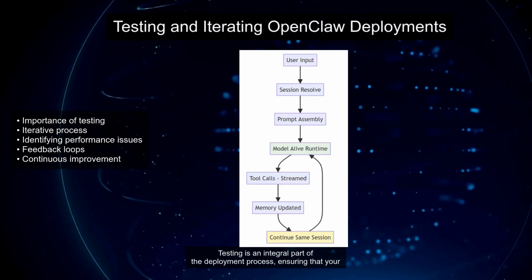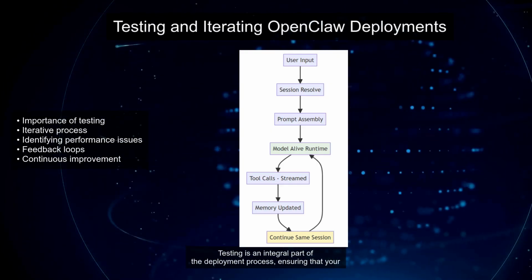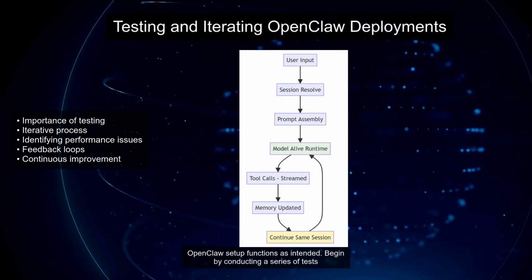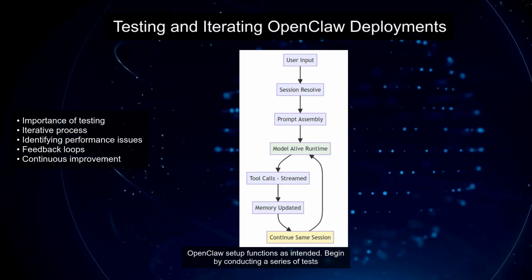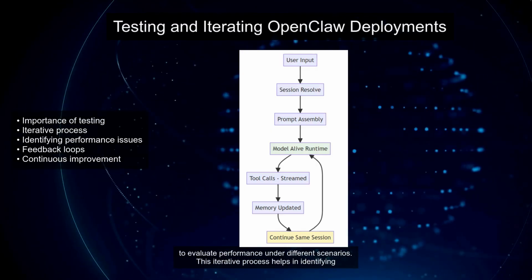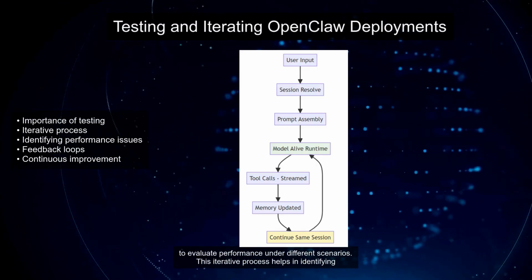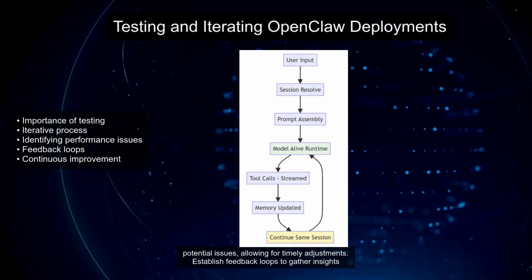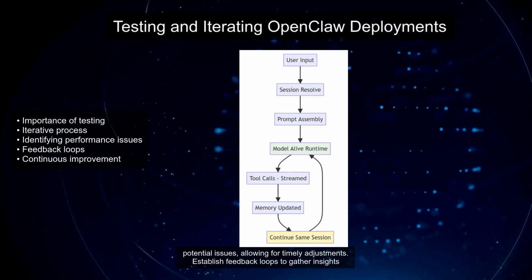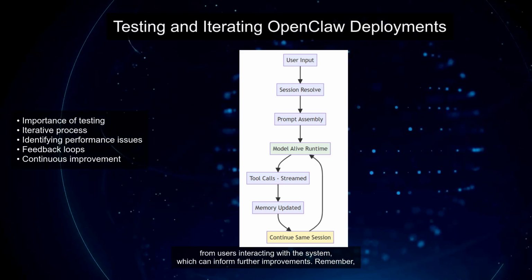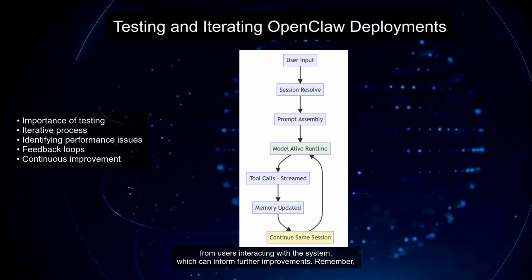Testing is an integral part of the deployment process, ensuring that your OpenClaw setup functions as intended. Begin by conducting a series of tests to evaluate performance under different scenarios. This iterative process helps in identifying potential issues, allowing for timely adjustments. Establish feedback loops to gather insights from users interacting with the system, which can inform further improvements.